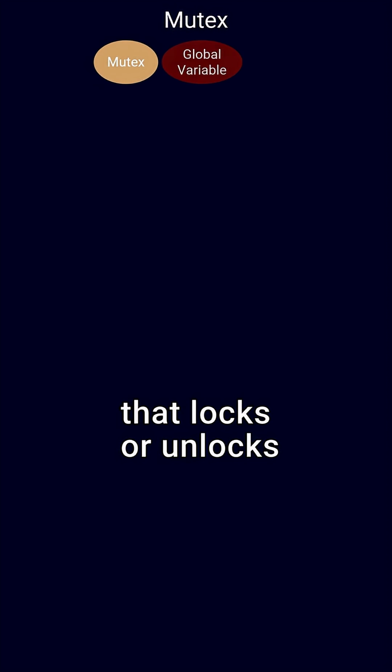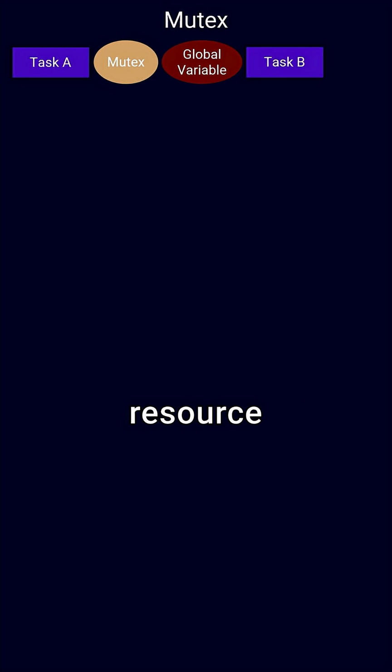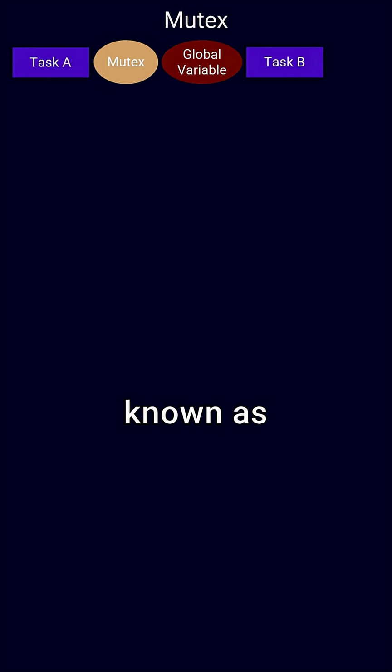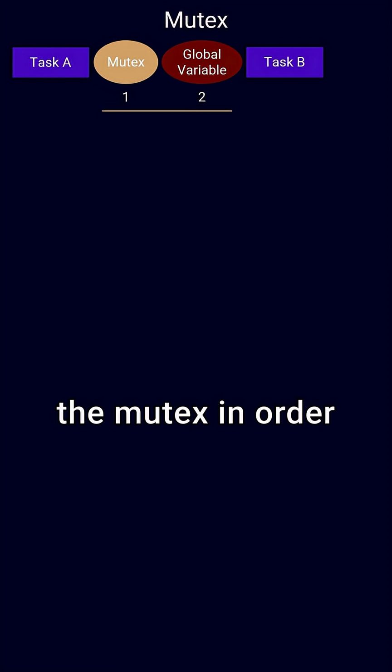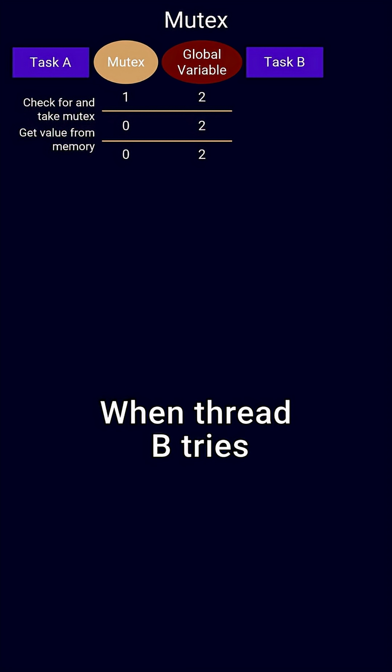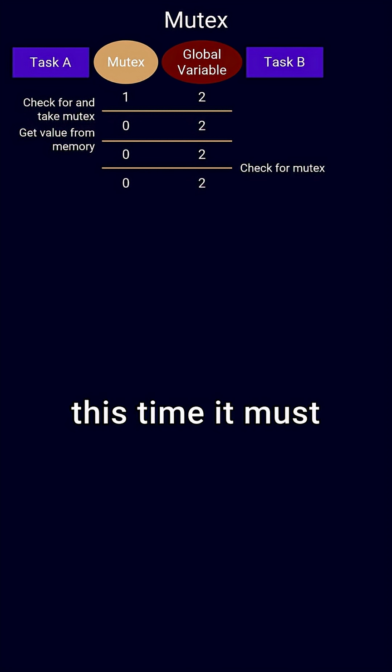A mutex is usually a simple Boolean value that locks or unlocks access to a shared resource. Changing the value of a mutex must be done in a single instruction without interruption, known as an atomic operation. With the mutex, thread A takes the mutex in order to read the shared value from memory. When thread B tries to interrupt thread A this time, it must first check for the availability of the mutex.